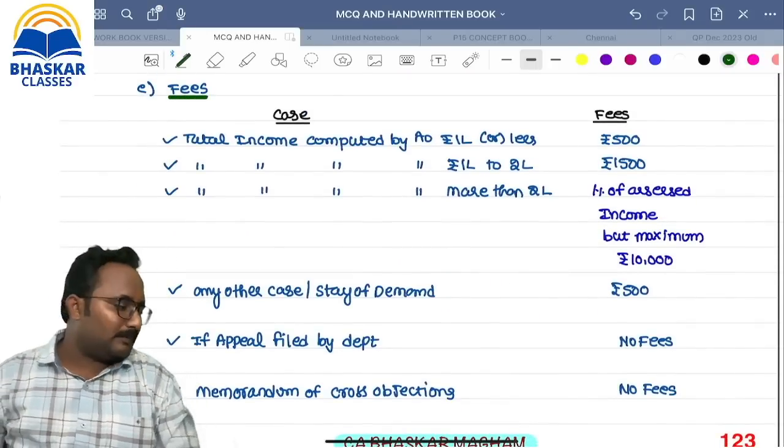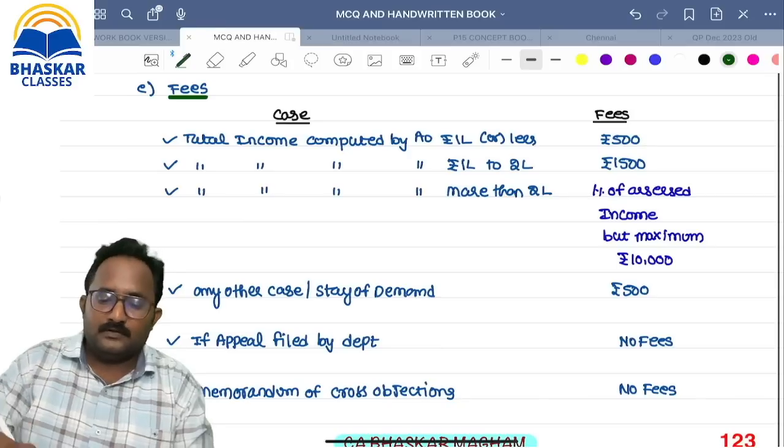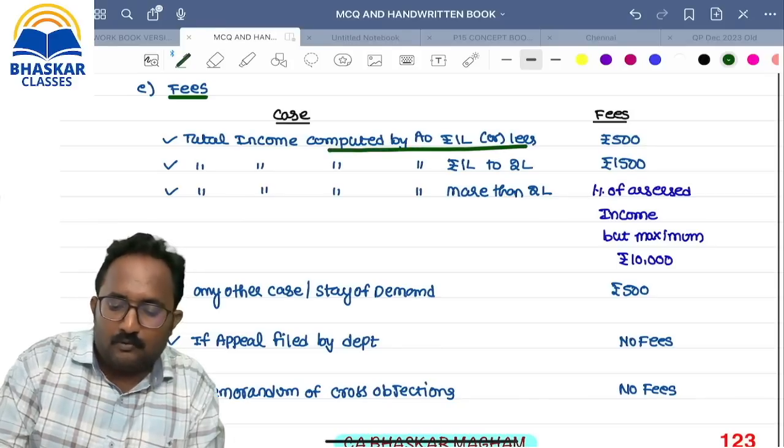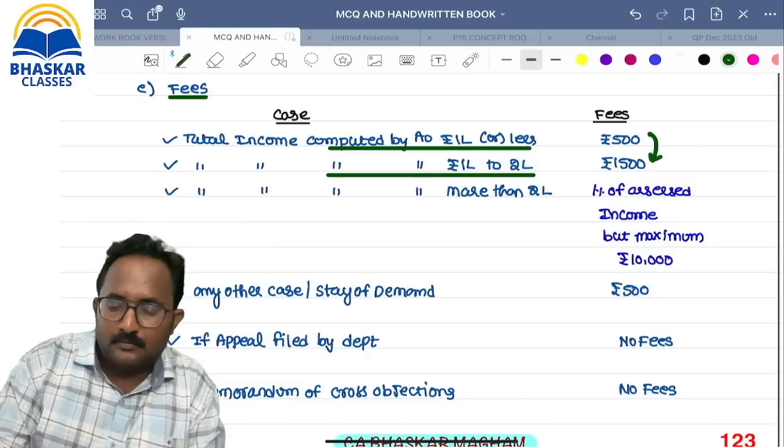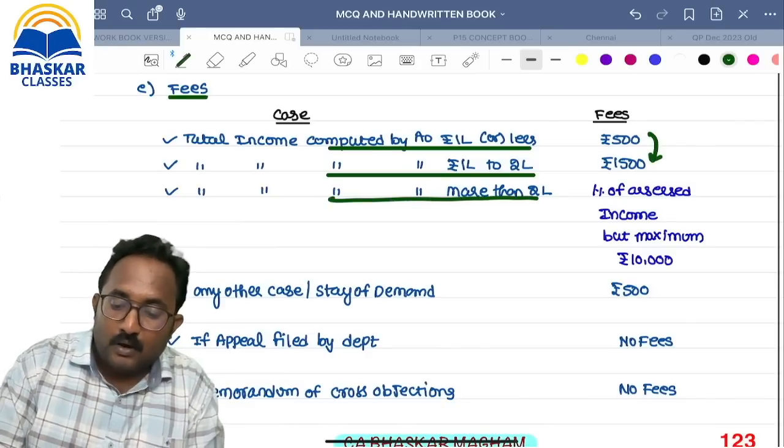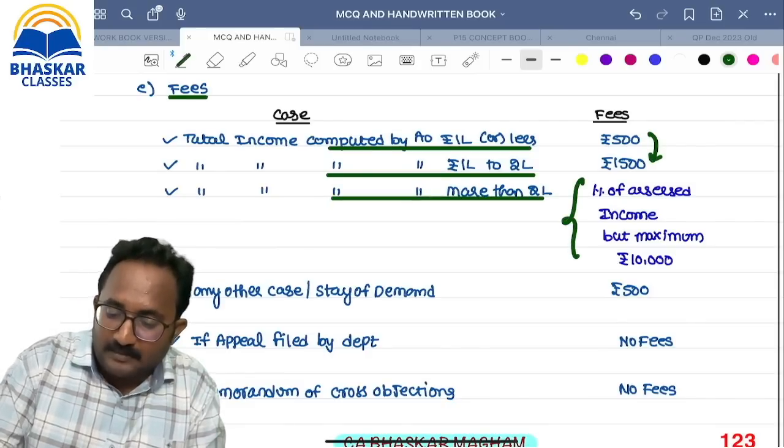Fees. Same. Total income computed by AO 1 lakh or 1 lakh less, 500. 1 lakh to 2 lakh, can you tell me what? Tripled. Remember, more than 2 lakh, 1% of assessed income, but maximum how much? 10,000.